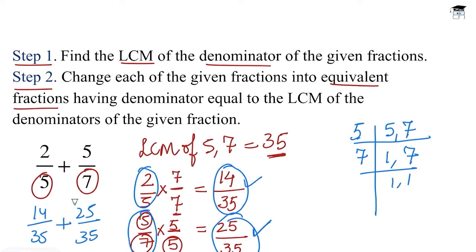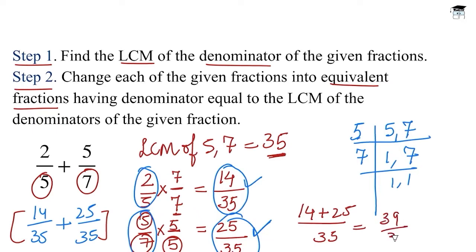Now we are going to add these two fractions just like step 1. Do you remember rule number 1? According to rule number 1, to add these fractions, we add the numerators and keep the denominator same. That means we add 14 plus 25, which is 39, divided by 35. So this is your answer. After adding 2 by 5 plus 5 by 7, we have got 39 by 35.